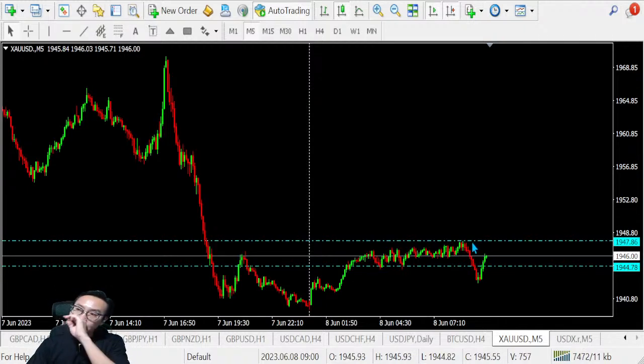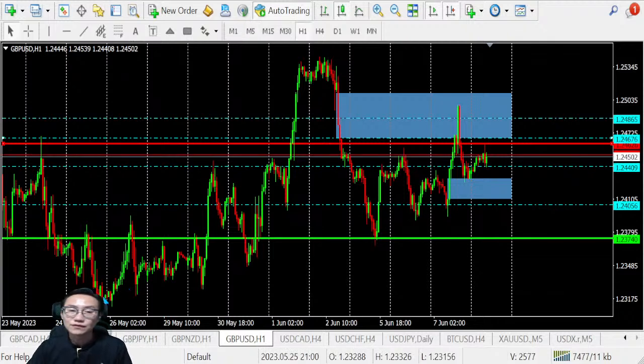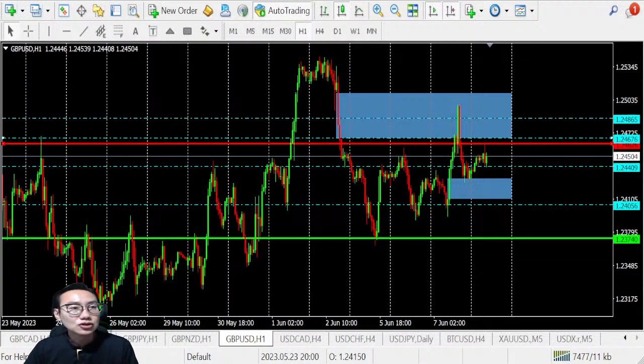This gold started to range around this area here. So I think that should be for waiting. It's a waiting period now. So let's just wait for a little while. Let's see what we have.